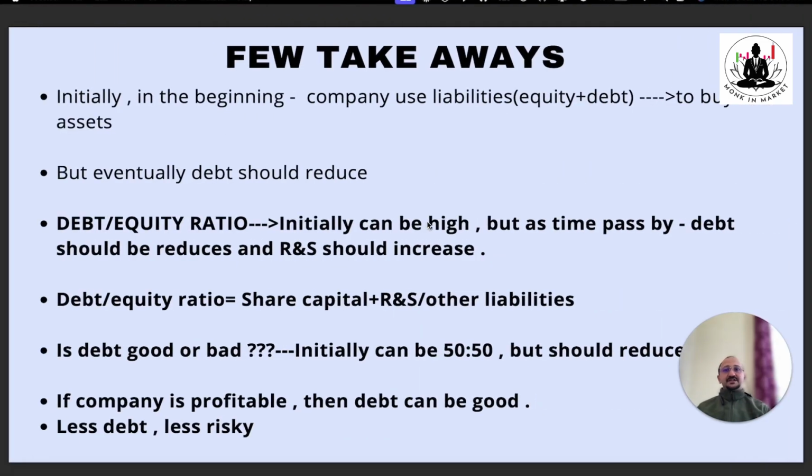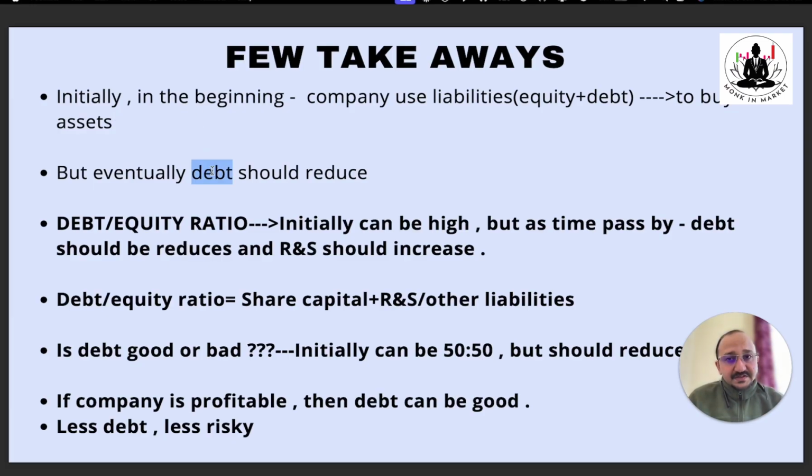Now let's take a few takeaways and then we'll come back again to the balance sheet practical. In the beginning, guys, a company uses liabilities, that is equity plus debt, money from the shareholders plus a loan from the banks as well, to buy assets. Once they buy assets, they start their functions, operations, could be services, production. Once they start earning money from the services or production, that money goes to profits, income in the profit and loss statement, and reserves and surplus in the balance sheet.